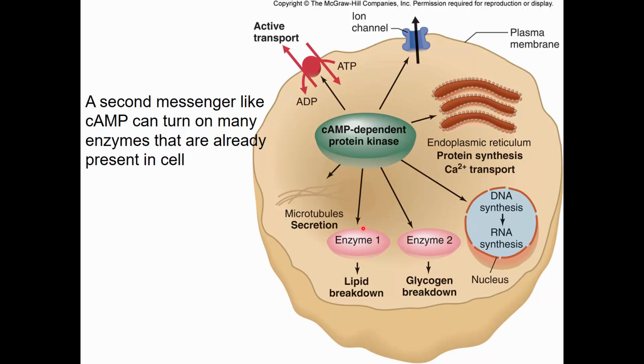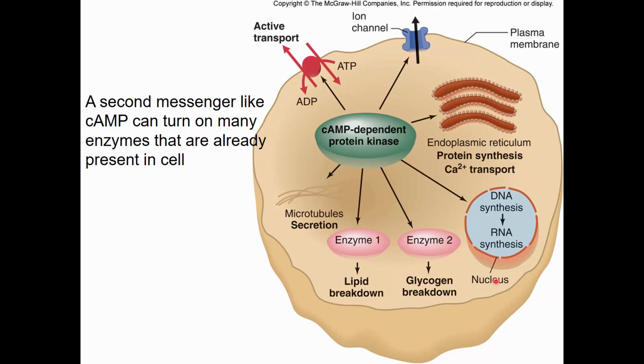Now once you have the second messenger like cyclic AMP, you can turn on all sorts of things. You can activate a transporter. You could open or close an ion channel. You could release calcium. You could turn on an enzyme or turn off an enzyme. You can have organelles moving along microtubules. Or the second messenger could turn on a transcription factor that then works on DNA synthesis and RNA synthesis.